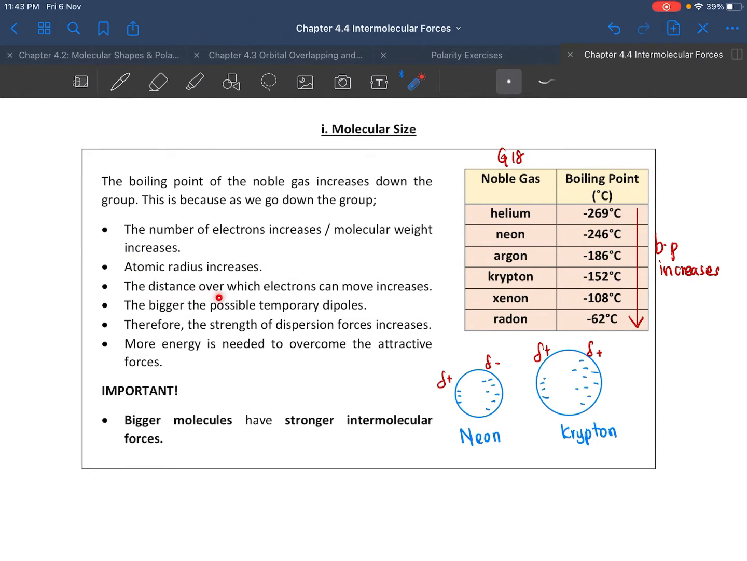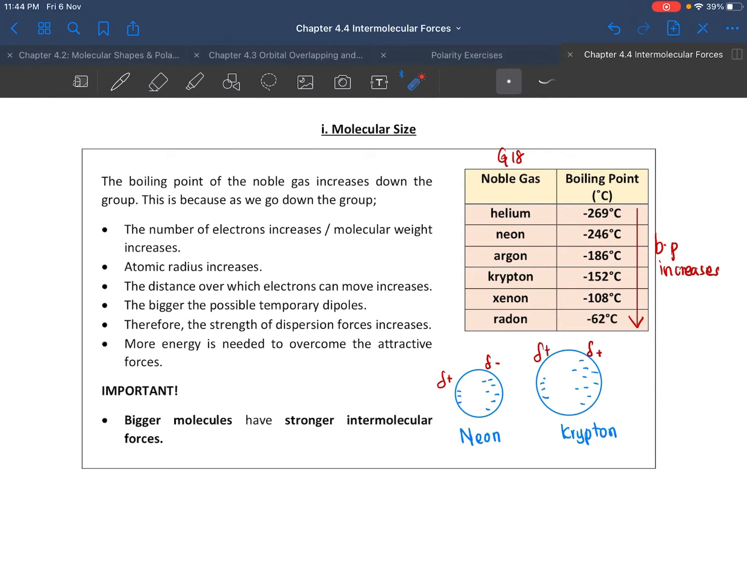So the distance over which electrons can move increases. So maksudnya kawasan elektron tu boleh bergerak makin luas. Okay, the easiest example you can see here, I draw the neon and krypton. Let's say neon, since dia predictable dekat atas, that means dia punya size is smaller than krypton. So krypton is bigger lah. So the distance over which electrons can move in krypton is bigger compared to the distance over which electrons can move in neon.